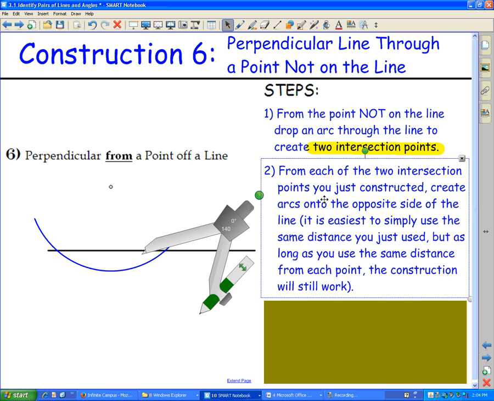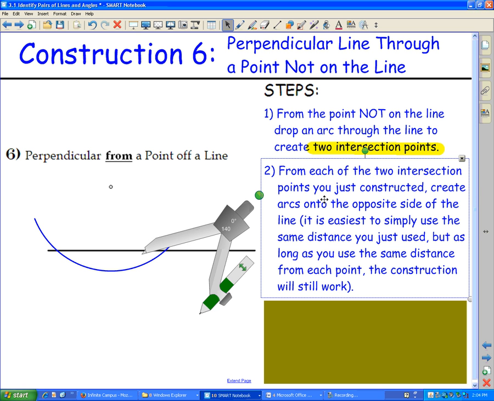From each of these two intersection points that you just constructed, create arcs onto the opposite side of the line. Technically, it doesn't have to be the opposite side. You could go back onto the same side, but it's usually easier to go onto the other side, and because it puts your points further apart from each other, you end up with a little more accuracy. We're going to go onto the opposite side in this example. It's easiest to just use the same distance you just used, so we'd basically be making a mirror image of our point above down below.